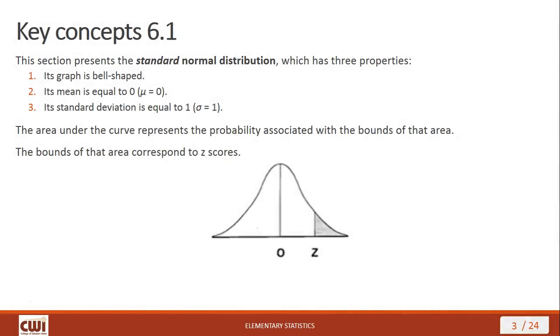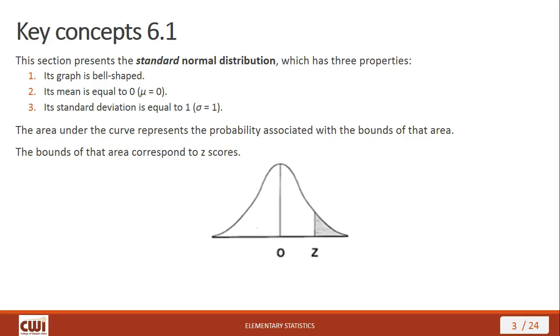So, as you probably already guessed, this lecture is about the Standard Normal Distribution. Standard Normal Distributions have three specific properties. One is that the graph is bell-shaped. Two, the mean of the distribution is equal to 0, and three, the standard deviation is equal to 1. If you have these requirements met, then you have a standard normal distribution.